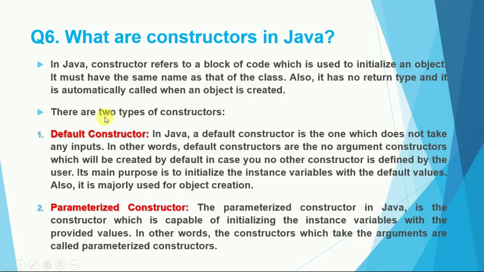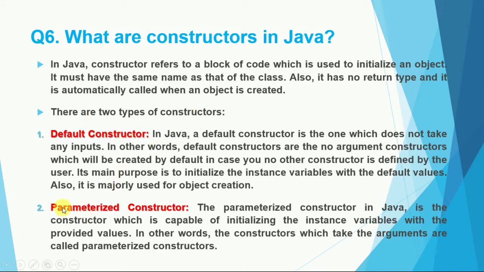There are basically two types of constructors. First is the default constructor, and second is the parameterized constructor. The default constructor is a simple constructor which does not take any inputs. In other words, default constructors are those which have no arguments or parameters, and they are created by default in case no other constructor is defined by the user. Its main purpose is to initialize the instance variables with default values. It is also responsible for object creation.